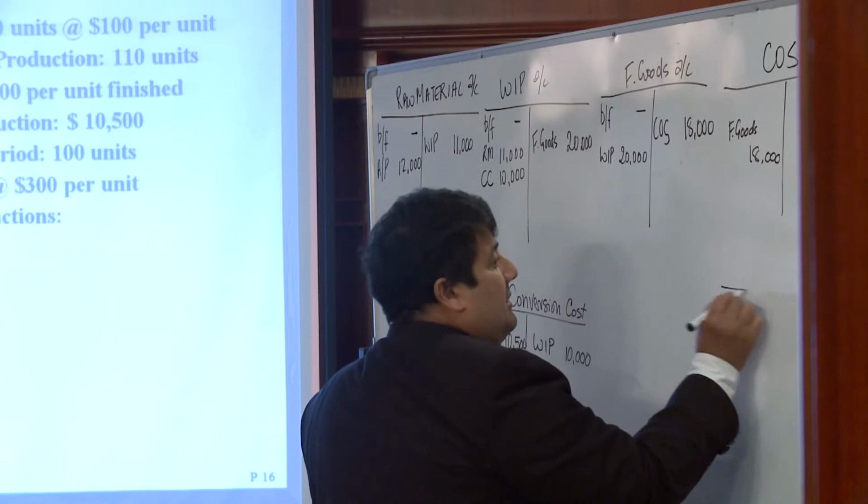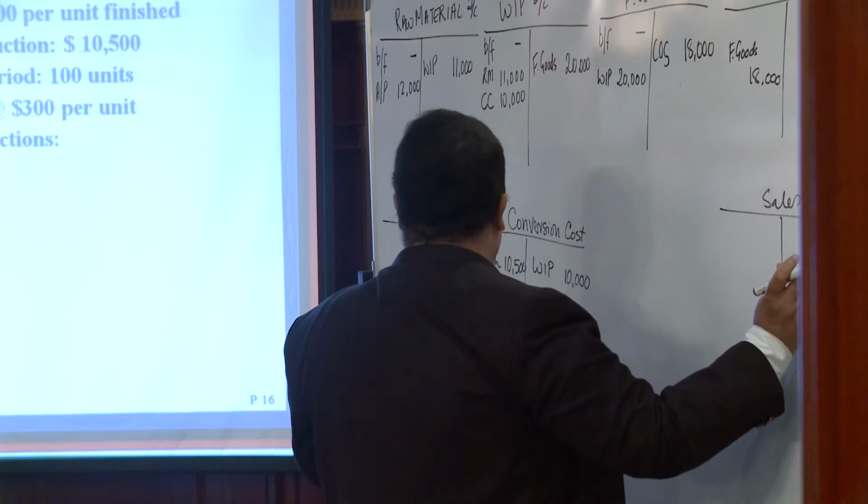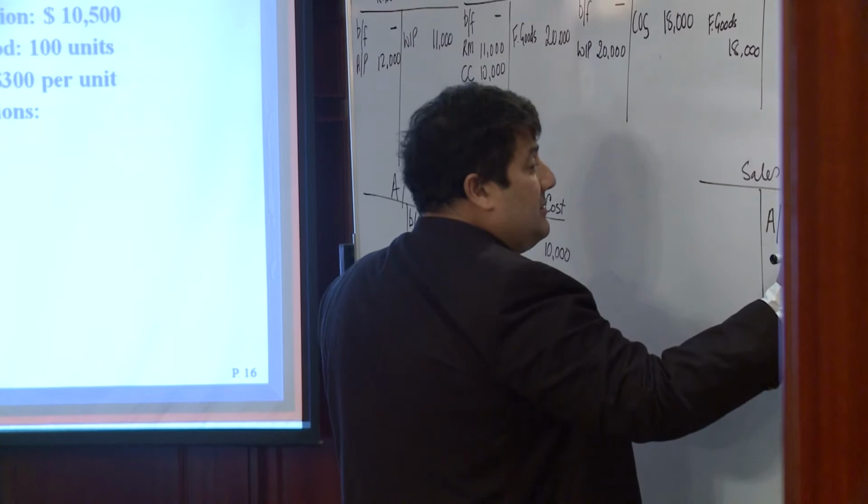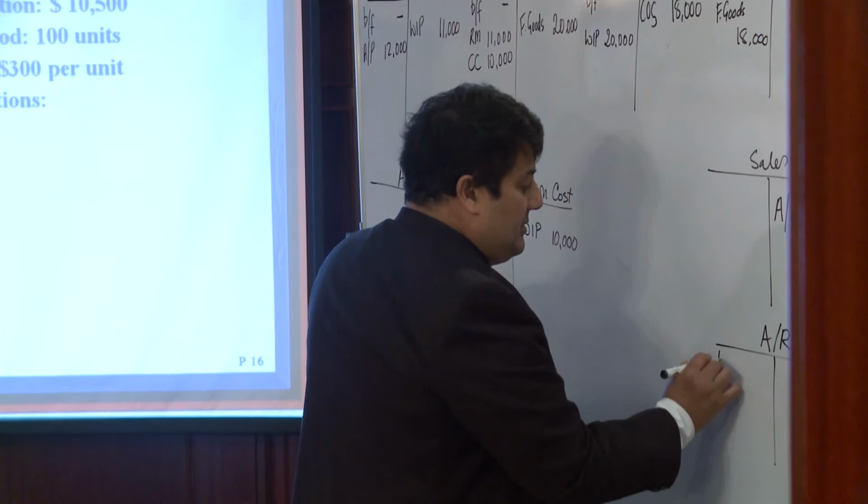And we have sales, revenue account, no opening balances there. $300 a unit times 90. So that is accounts receivable, 27,000. And accounts receivable, which is an asset account. Let's assume opening balance nil. Sales, 27,000.